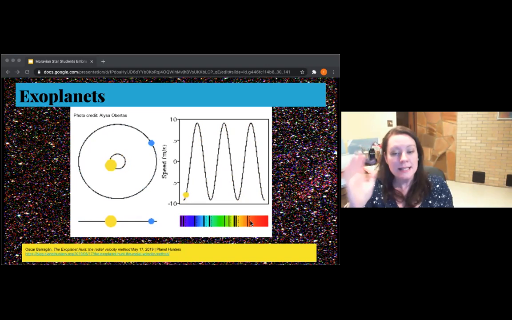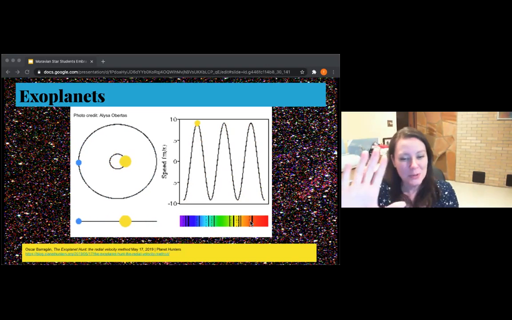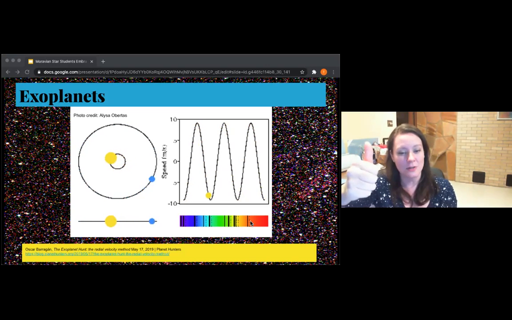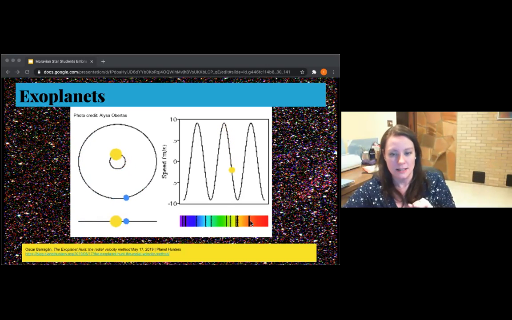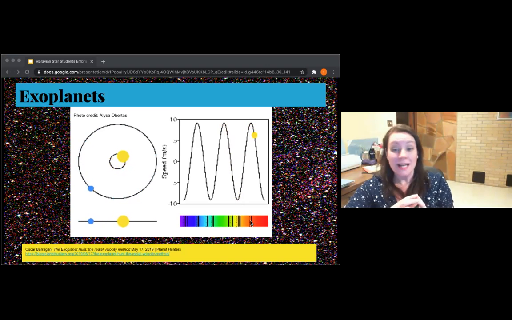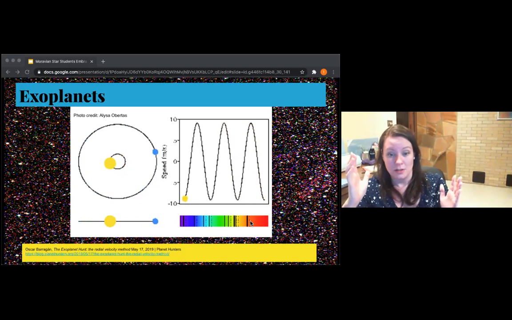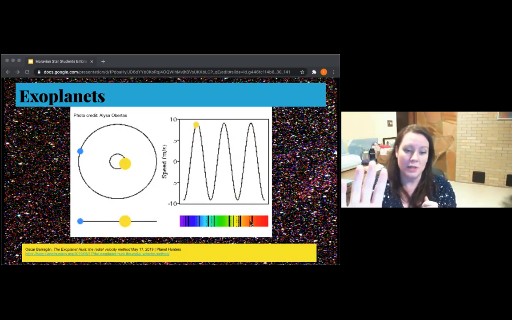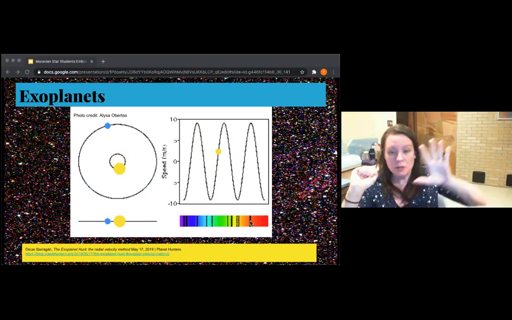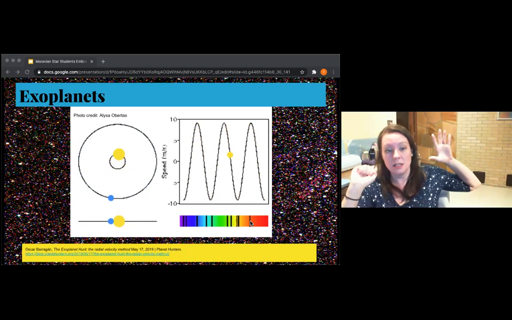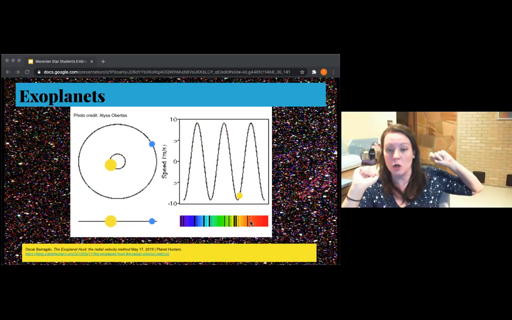And the reason that it does that is because as it's coming towards you, the frequency increases. And as it's moving away from you, the frequency decreases. And it does that because sound is a wave. Light is also just a wave. So when objects come towards you, they get shifted to higher frequency, or what we call blue shifted. And when they're moving away from you, they get shifted to lower frequency, or what we call red shifted.